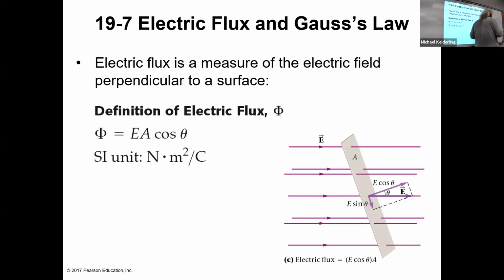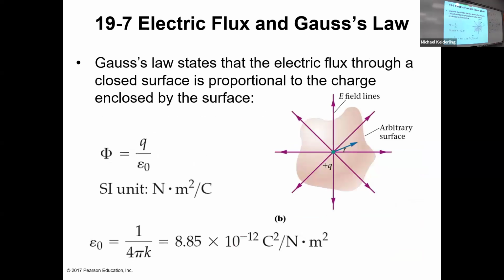This seems sort of a weird thing, talking about how much electric field is going through a surface. But it turns out it's one of the ways you can figure out what electric fields are. Because if a surface is surrounding some charge, the amount of electric field coming out of it, the flux, corresponds to the amount of charge that's inside it. And this is what's known as Gauss's law.